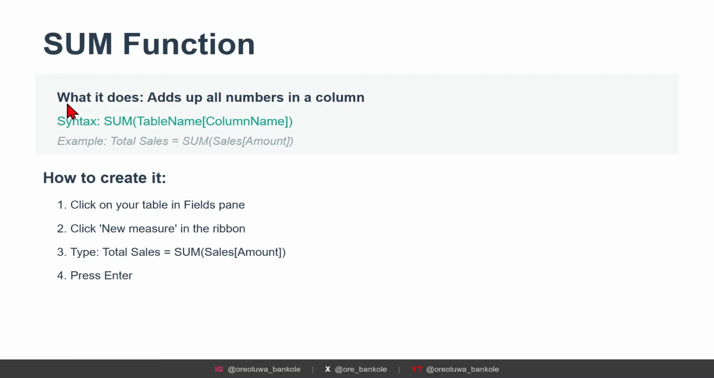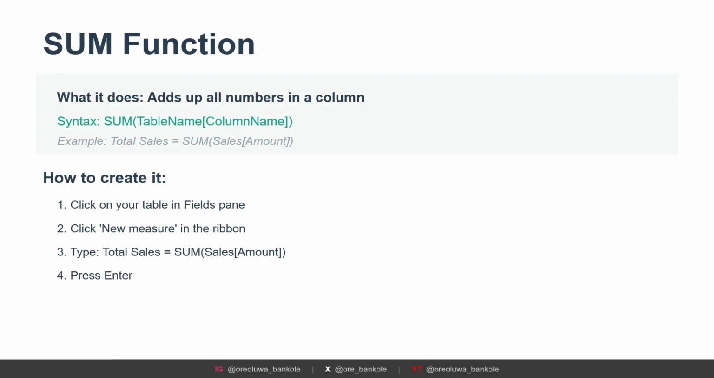So you can see, very simple writing. Sum of the table and the column inside that table. An example is the total sales sum, which is the sum of the sales amounts. The table name is sales, the column is amounts. So how do we create this? I'm going to show you as a demo as we proceed. So the first function you learn is the sum function.